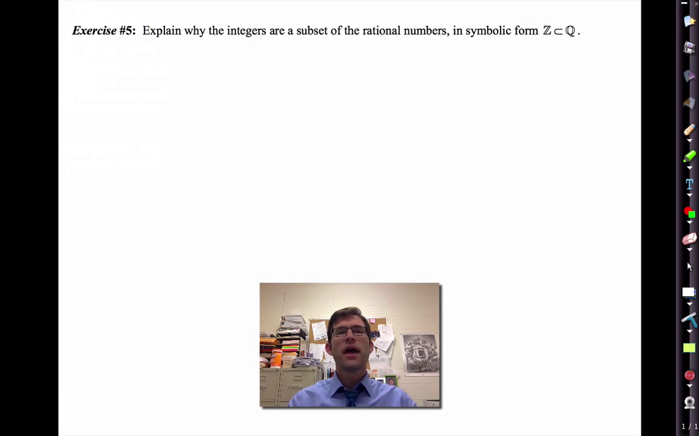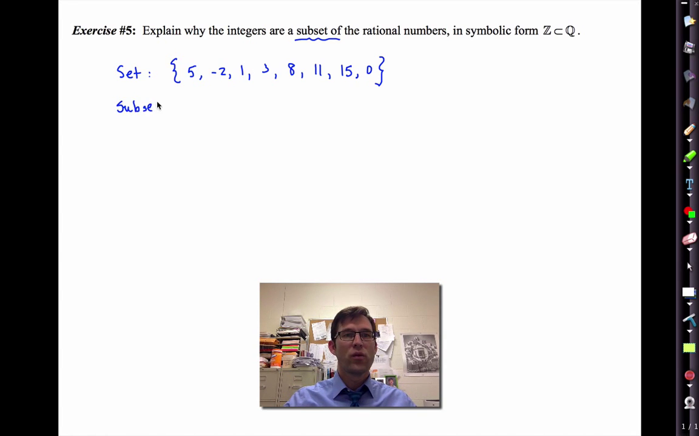Exercise 5. Explain why the integers are a subset of the rational numbers. In symbolic form, Z is contained in Q. All right, a subset. Let's make sure we understand that. Let's say I have a finite set of numbers: 5, -2, 1, 3, 8, 11, 15, 0. A subset would be any set that is made by taking elements from this set.